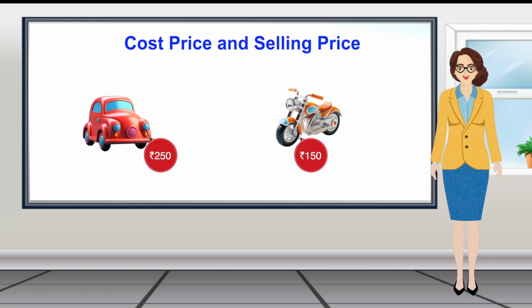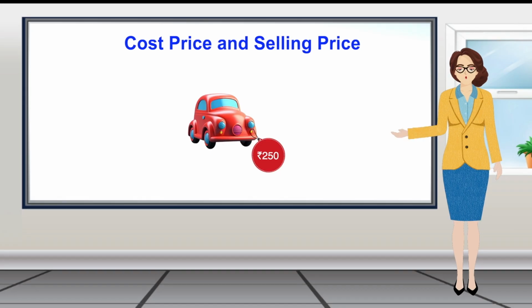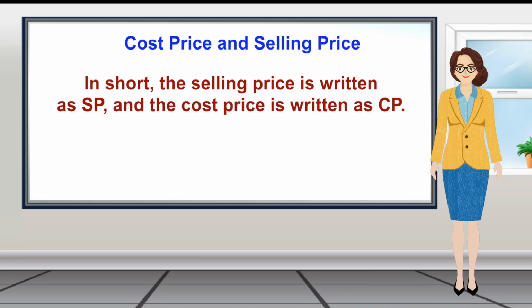Let's see the example of loss. Example: the cost price of a toy car is rupees 250. If Shivi sells the toy car for rupees 220, the selling price will be lower than its cost price. So she will bear a loss. In short, the selling price is written as SP and the cost price is written as CP.